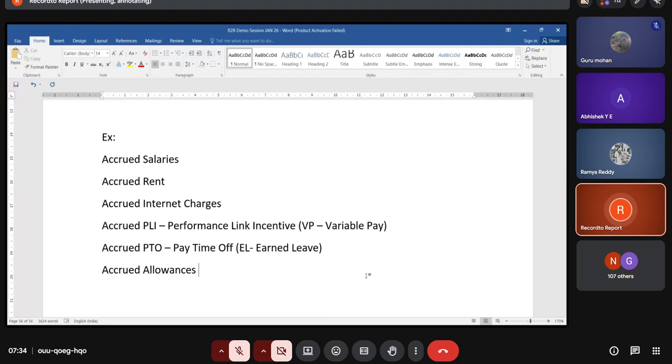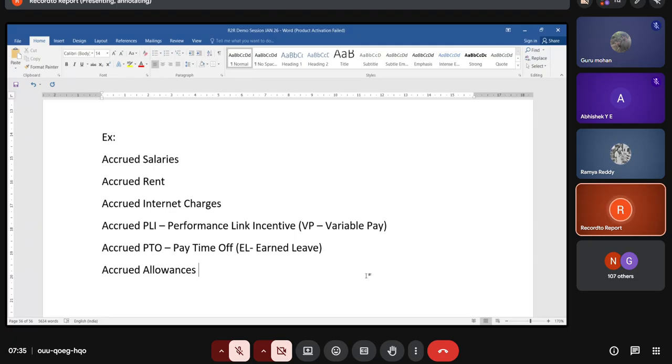Okay, accrued travel allowances. If an employee is going out for any company visits, the company is paying the money. That is called accrued travel allowances. Like this, we have n number of examples, guys. Accrued salaries, accrued internet charges, accrued wages, accrued internet allowances, and accrued office maintenance, accrued housekeeping. So housekeeping is there. Are they part of the company's employees, guys? Are they part of the company employees?